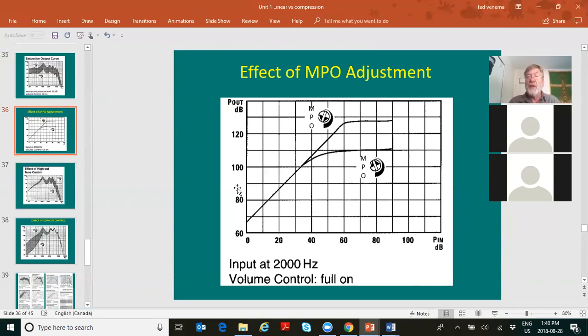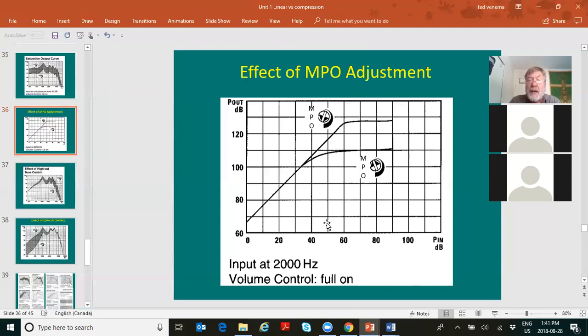Okay, so from now, nothing's changing. 90 input is an output of 110. So there's really nothing, I'm getting just completely a blockage of increased output. But if I increased my maximum power output adjustment to be here, then with 40 dB inputs, my output here is about 107. 40 in, 107 out. What's the difference? 67.